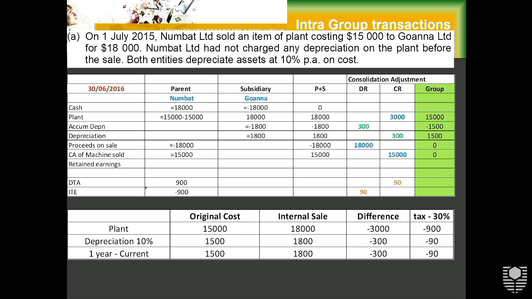All right, so the parent column is the financial books of the parent. The subsidiary column is the financial books of the subsidiary. They are separate. So what we do is we bring them together in the worksheet when we do our consolidation and do it this way.